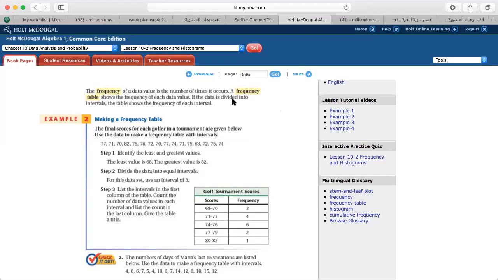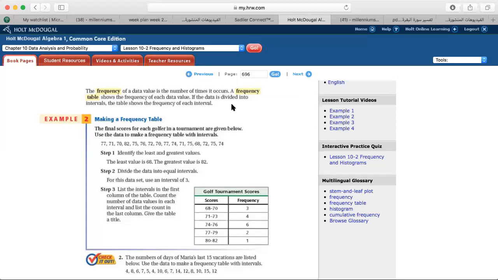The data is divided into intervals. The table shows the frequency of each interval. Let me give you a quick hint. If I have an activity day in our school and I want to divide all the grades, I will take every 3 grades in a period to make the activity.